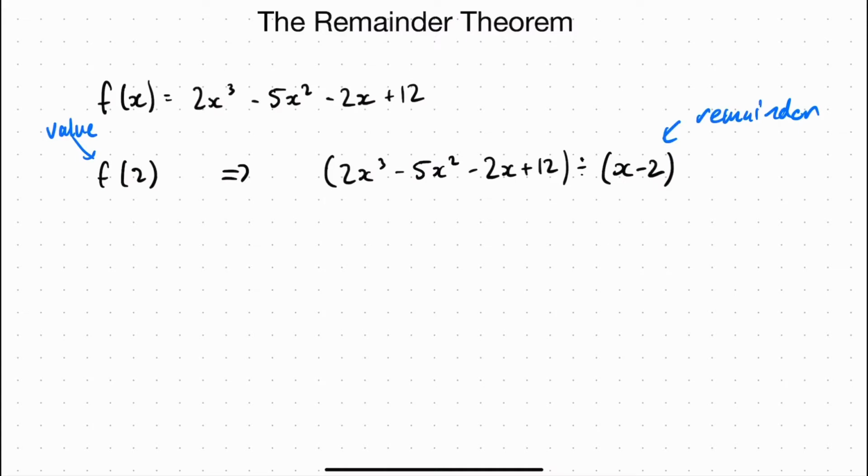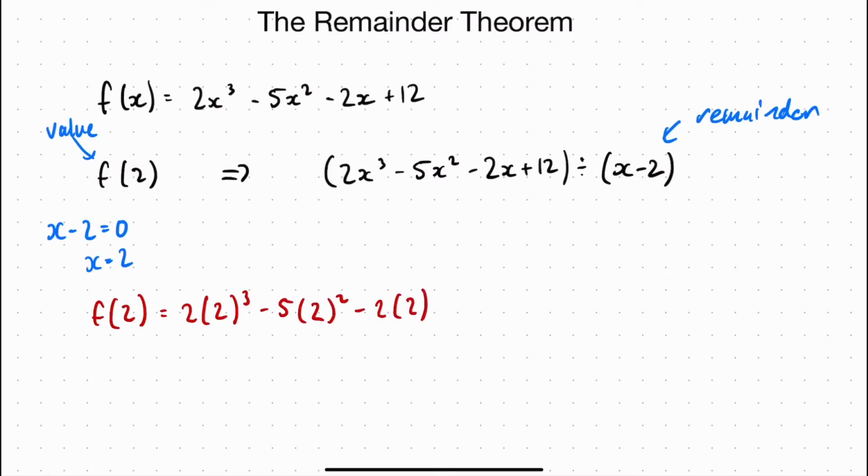This comes from the idea that dividing by x minus 2, I can say x minus 2 is equal to 0, therefore x equals 2. That's where the 2 comes from. And let's see if that actually works. What happens when I substitute 2 into this equation here? So f of 2 is 2 lots of 2 cubed minus 5 lots of 2 squared minus 2 lots of 2 plus 12. Typed into a calculator, that gives me an answer of 4.